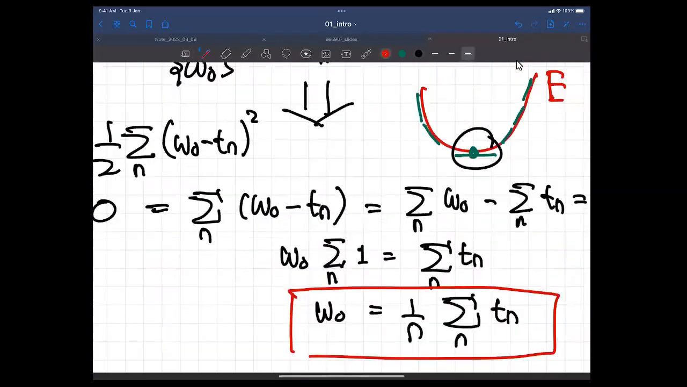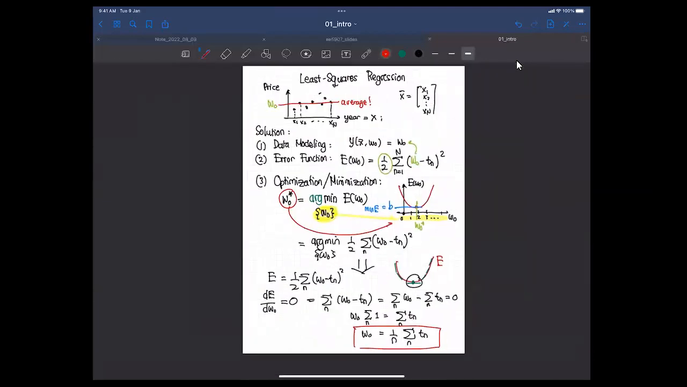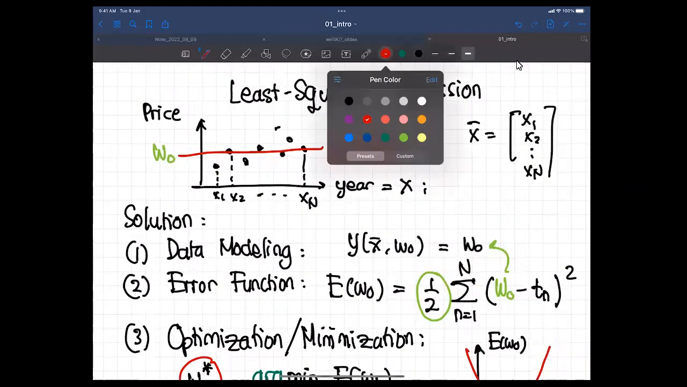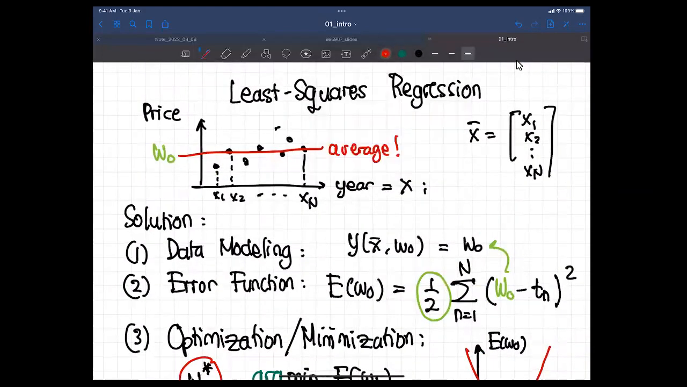Right? And what is that? It's the average of your Tn. So what is your Tn? Tn is this value here: T1, T2, T3, T4, whatever until the end. So the average of your Tn is the answer of what it is. And it's proven here now.